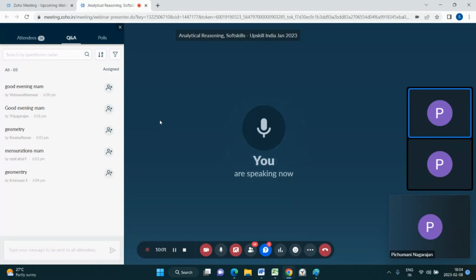Geometry. Very good. And how many of you know what is a Venn diagram? If you know Venn diagram, you can just say thumbs up. If you don't know, thumbs down. A union B, A union B union C, A intersection B. Remember this now?